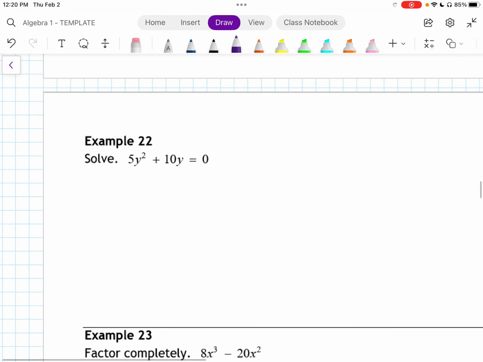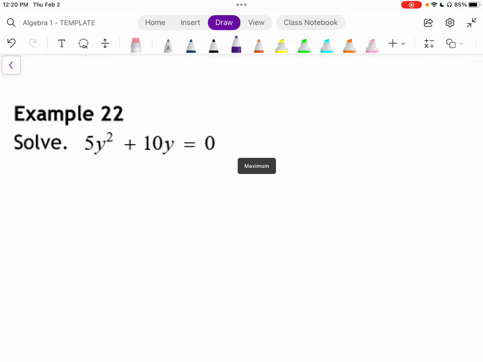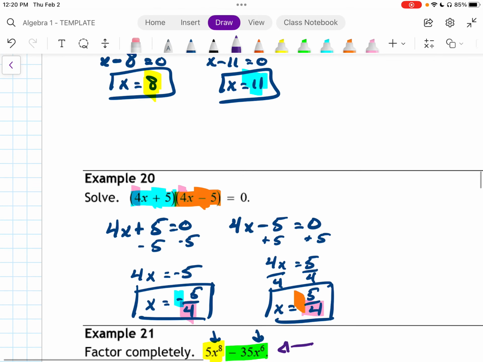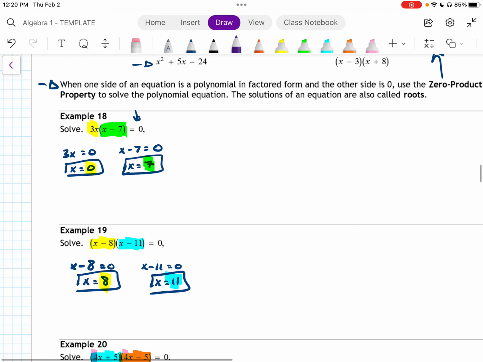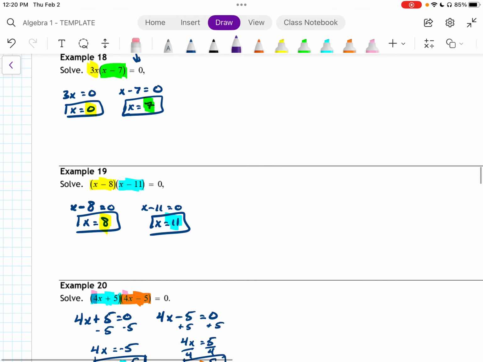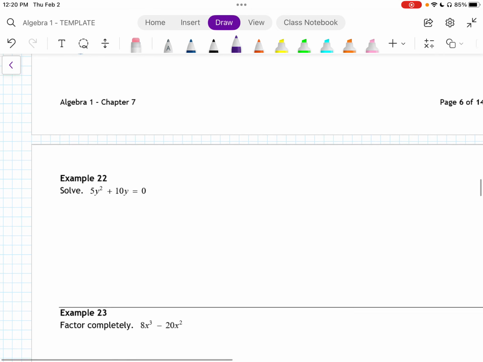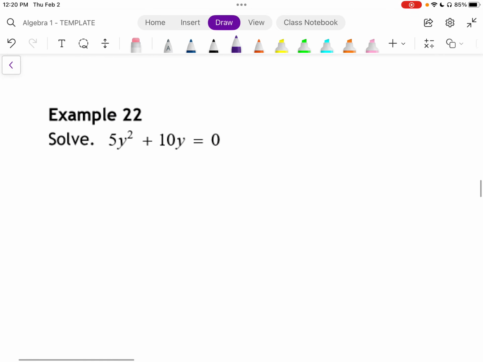Now this one here says to solve. Now, whenever we solve these, let's scroll back up to the top. Number 18, 19, and 20, we solved them. Something common about all three is that they were factored. So on 22, we're going to need to factor and then solve.